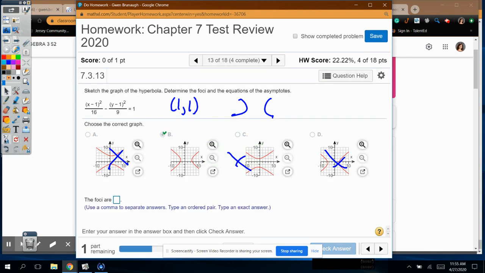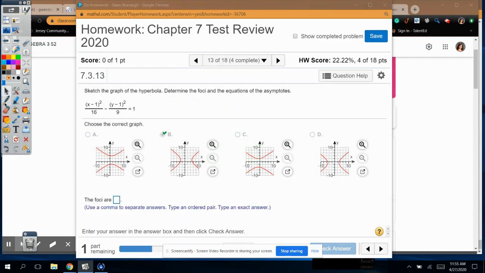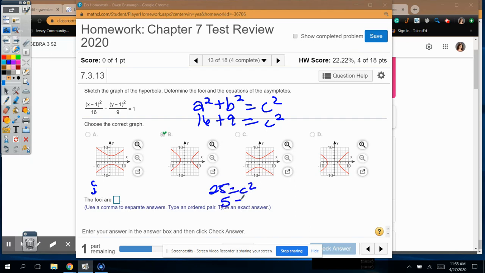Where are the foci? Foci comes from C. Okay, and for a hyperbola, it's a squared plus b squared equals c squared. Since this is a minus, this becomes a plus now. 16 plus 9 is c squared. 25 is c squared, and c is 5. So you count that from your center, 1, 1.